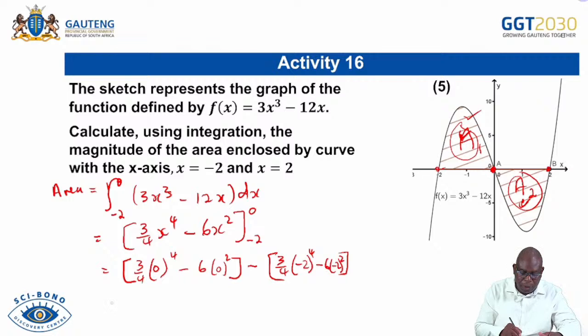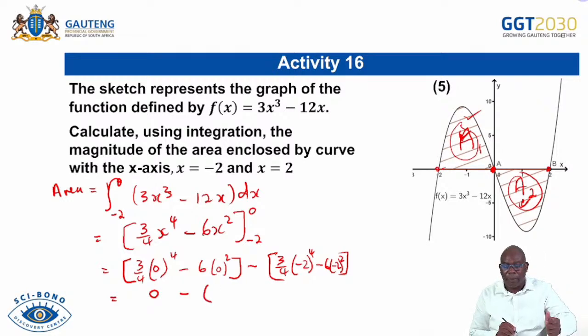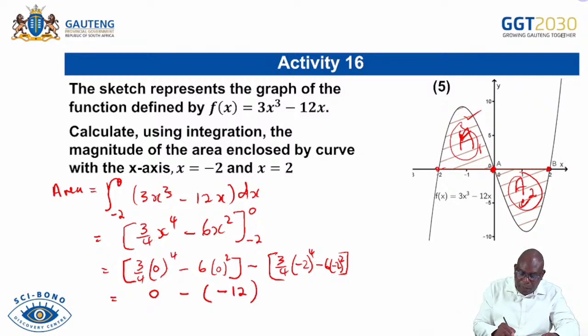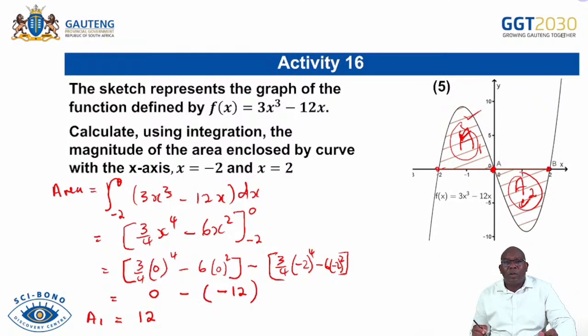So here I know I'm going to get a 0. I'm going to get a 0 here. Then I'm going to say minus into. Right. So if I check this one, my answer there is going to be a negative 12. So I'm going to get a negative 12 here, if I work that one out. So after getting a negative 12, I'm then going to say negative and negative will be 12. So the area of 1 will be 12.